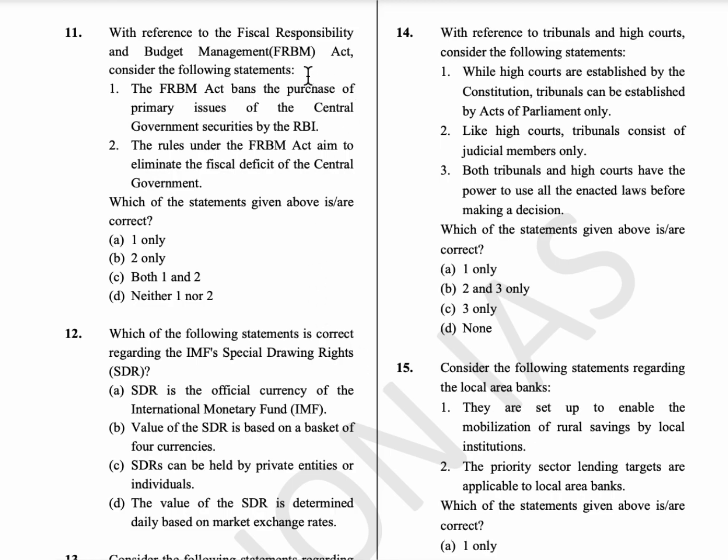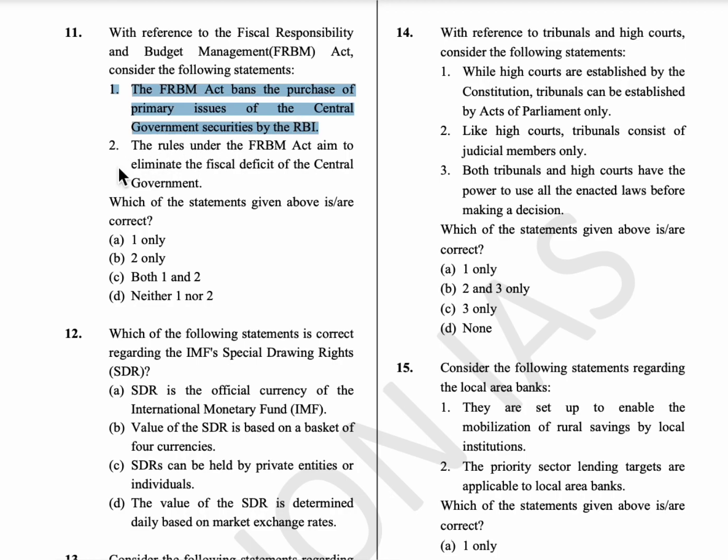following statements. So here the main aim of this FRBM Act is to ensure fiscal stability, reduce the financial losses, eliminate revenue loss, and generate revenue surplus. So let's look into the options. The first statement is FRBM Act bans the purchase of primary issues of central government securities by RBI. So first statement is correct. FRBM Act bans the purchase of primary issues of the central bank securities by RBI.